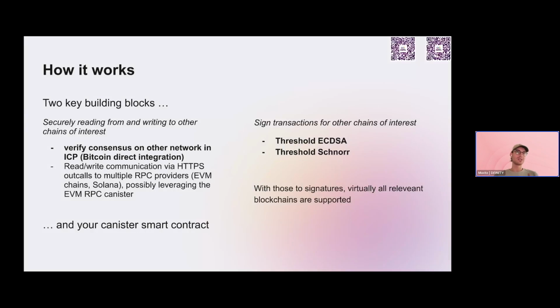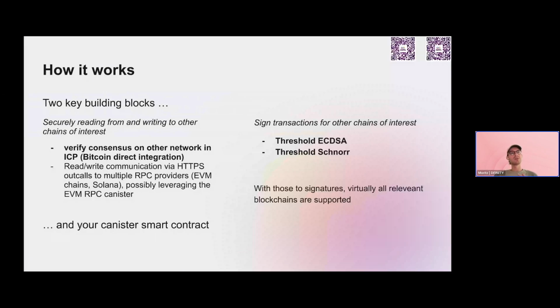Okay, so in general, how does this chain fusion work? In general, you always need two key building blocks. The first one is that you somehow need to securely read from and write to the chain of interest. And the other one is that you need to be able to sign transactions for the other chain of interest. And for the left-hand side, there are two different approaches. The first approach is this direct integration that we have with Bitcoin. So here we verify the consensus of the other network in the Internet computer.